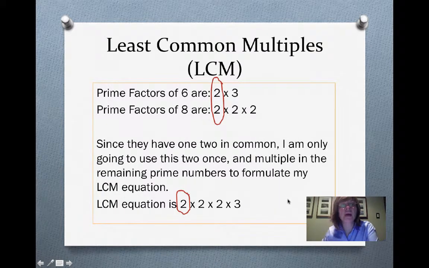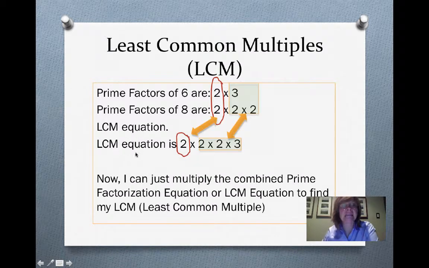Okay, let's put both of these prime factorization equations for 6 and 8 next to each other and compare. Both of them have the factor of 2 in common. Since they have 2 in common, I'm only going to use this 2 once and then take the remaining numbers and multiply them to formulate my LCM equation, or my least common multiple equation. My least common multiple equation becomes 2, from the 2 that they have in common, and I'm going to take the remaining factors of 2 times 2 times 3 to come up with my equation.